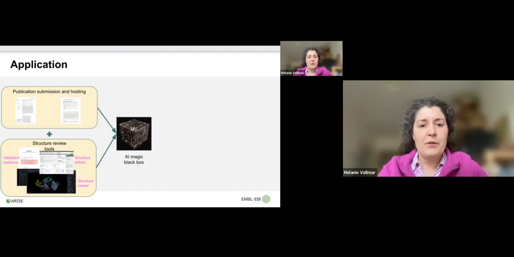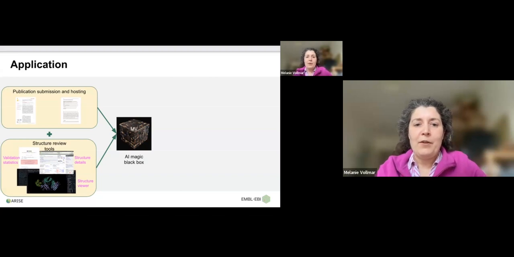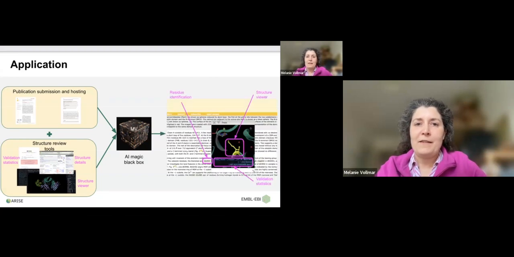So we've got these two inputs, and we stick them into our magic box, and we let it shake and we let it run, and then there we go. That's the output that we get. So we now have the publication with the structure viewer embedded.